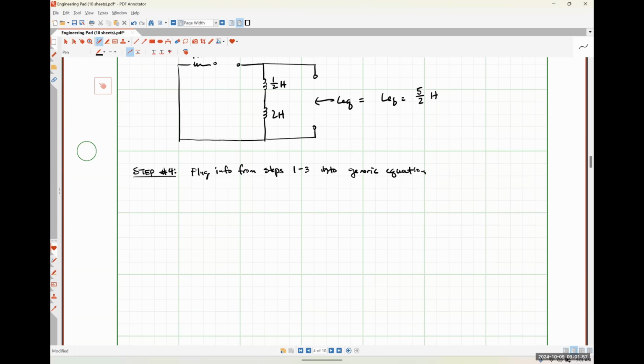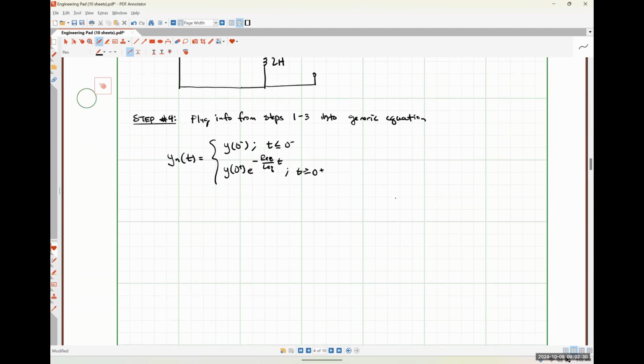So just to remind you all, our generic equation was our natural response, yn, is equal to y at 0 minus for t less than or equal to 0 minus, and then y at 0 plus e to the negative REQ over LEQ. Since we have equivalent resistance and equivalent inductance, that's what we're going to use, times time for t greater than or equal to 0 plus.